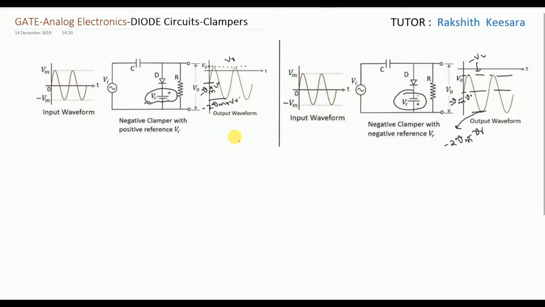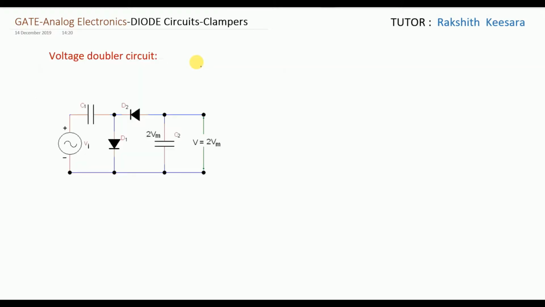So these are some of the examples of clamper circuits, guys. Next, there is an important concept called the voltage doubling circuit. This is called the voltage doubler circuit. What this circuit does is, if the peak voltage of the input waveform is Vm, then we will get an output of 2Vm across the capacitor. So let us see how it works.